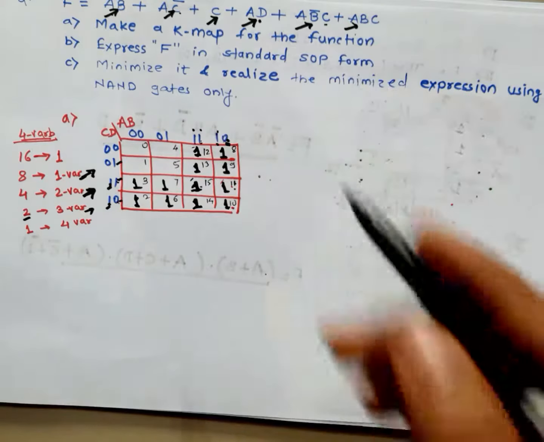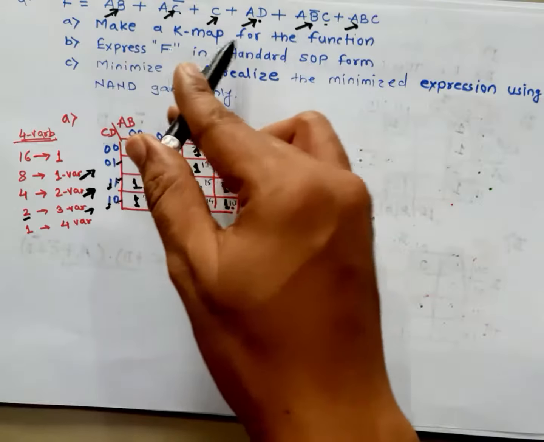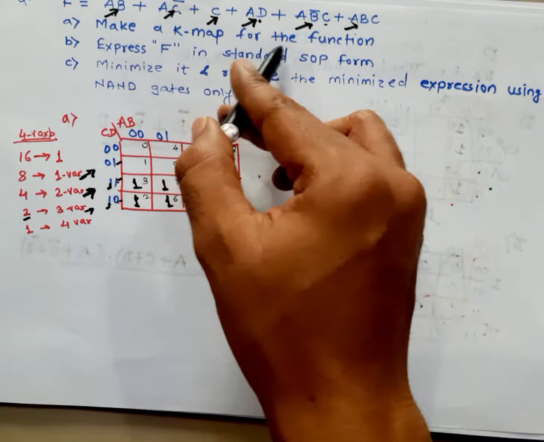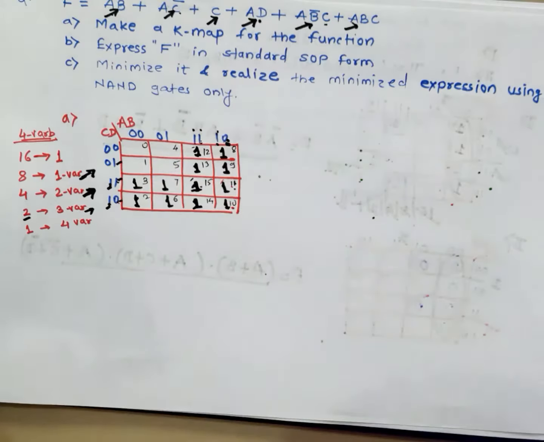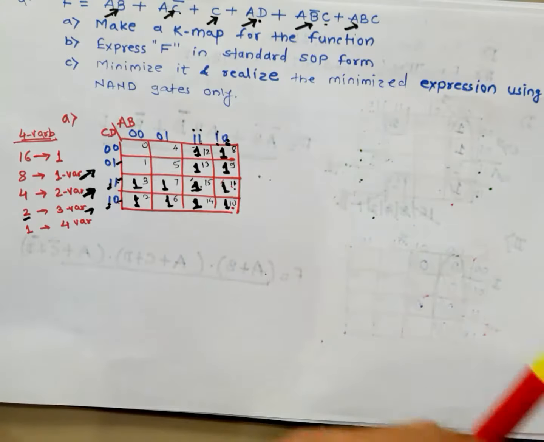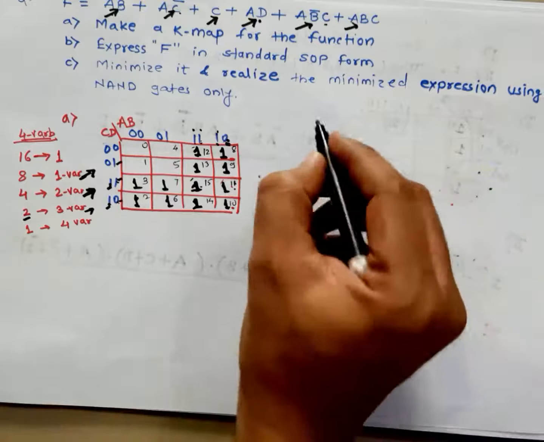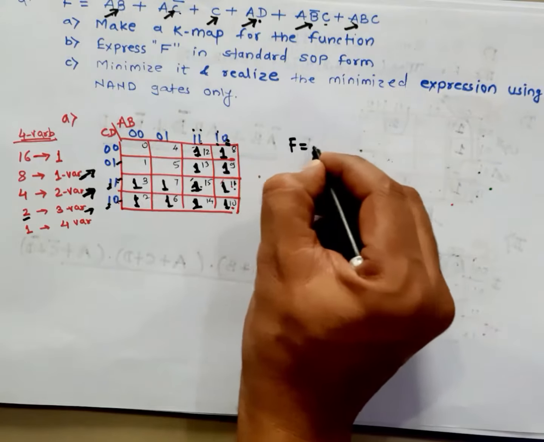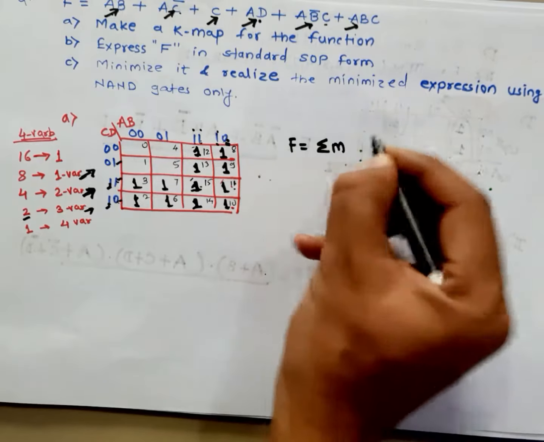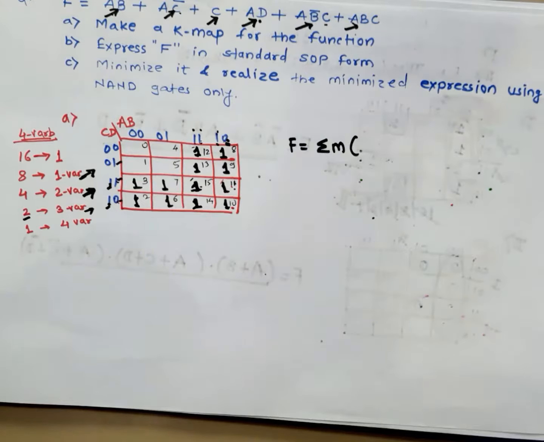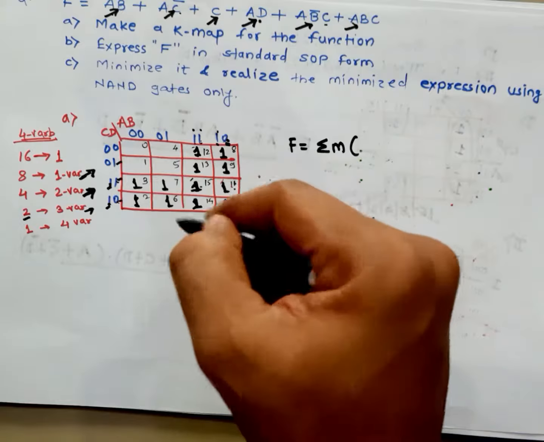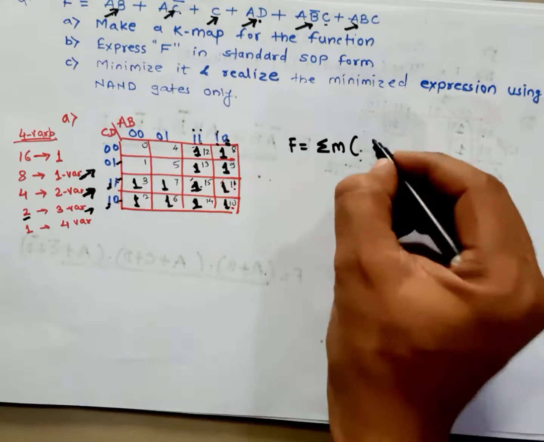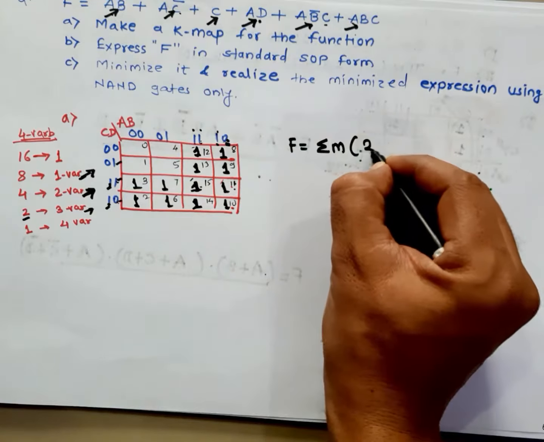Now in this way, we have done the first part, that is, made a K-map for the given functions. Now we need to write down the standard SOP form. The standard SOP form is nothing but the min terms. The min terms considered for this function are your standard SOP form.